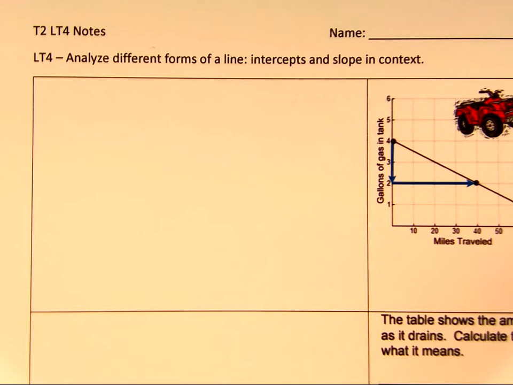Greetings, I'm Squared here, and we are going to talk about Learning Target 4, which is about analyzing graphs and deciding what the slope actually means in context of the problem and what the intercepts mean in context of the problem. So we're going to just look at a few graphs.